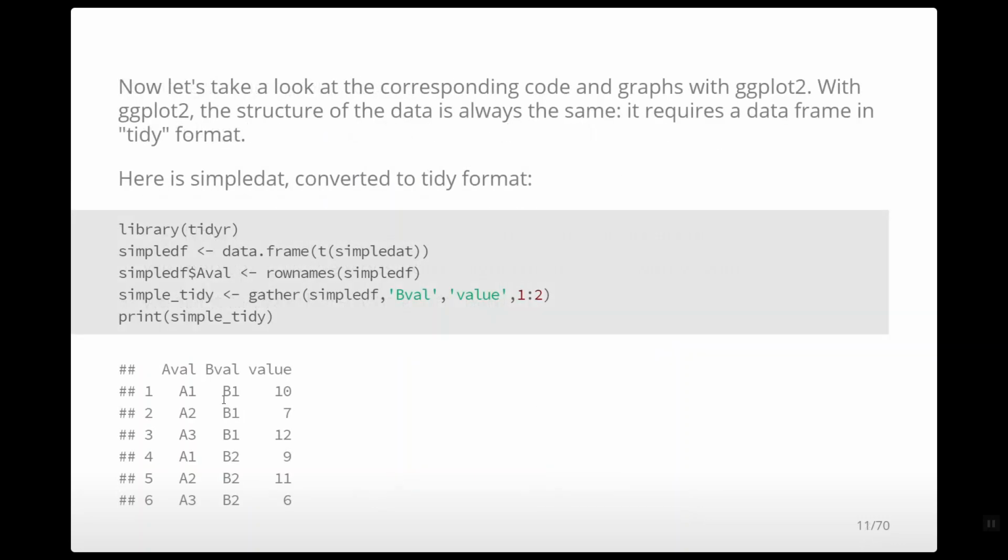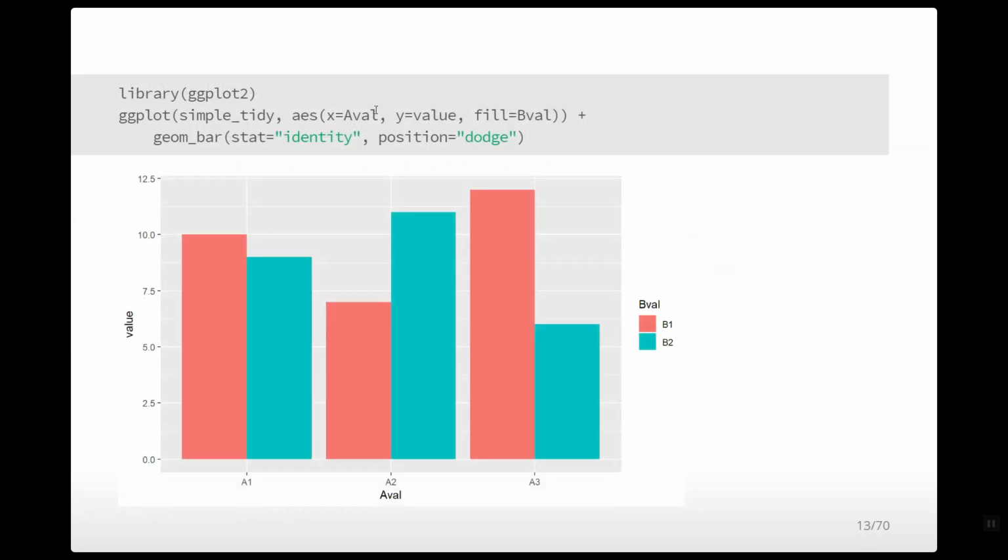And so again, our data needs to be in tidy form so that each thing that gets mapped to an aesthetic attribute is one of the columns in the data. Okay, so here we're mapping a value to the x, value to the y, and the fill color to be the b value column. Okay, and we graph that.